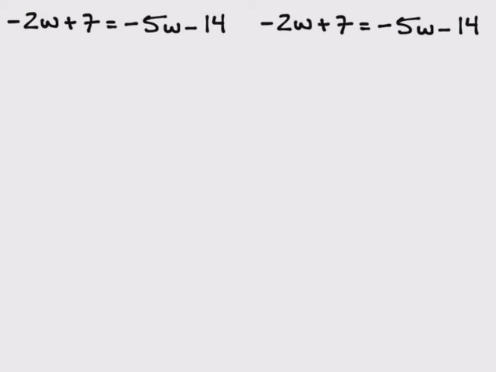All right, consider the equation negative 2w plus 7 equals negative 5w minus 14. Now, there are a lot of different ways to go about solving this equation, but as long as we use our properties of equality properly, we'll be fine.